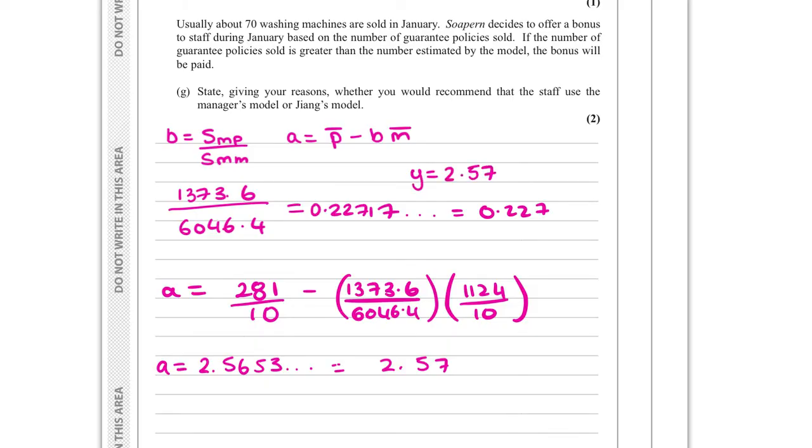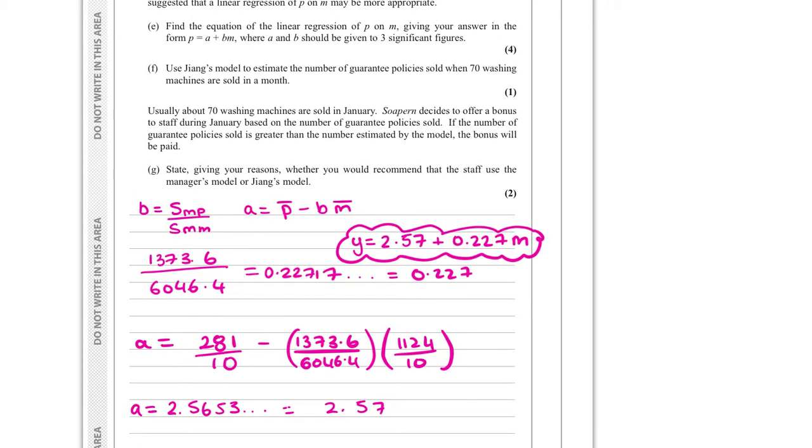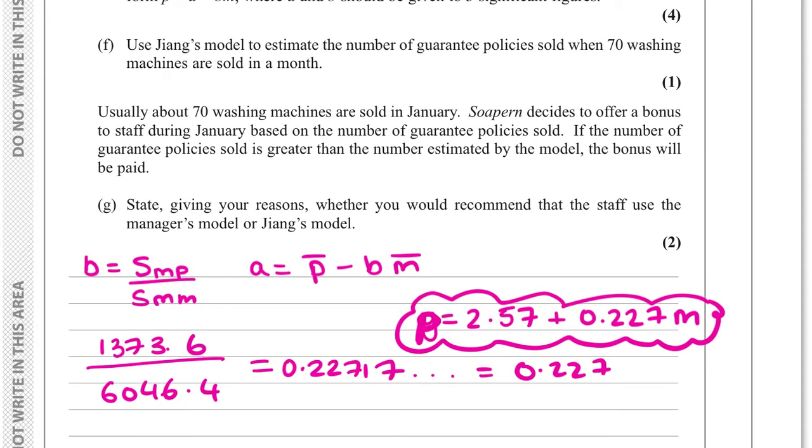So now you can write the equation of the line where Y equals 2.57 plus 0.227 M. So there's your equation of the least squares regression line. Oops, we should have written P, in fact, sorry, not Y. Okay, and then use the model to estimate when 70 washing machines are sold. So what are we literally going to do? Yeah, I'm going to substitute 70 into here. Like, you cannot get an easier question, you know.